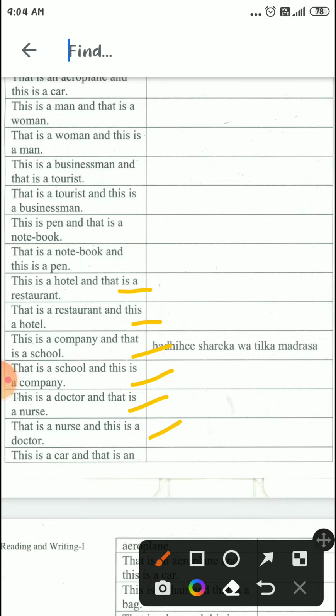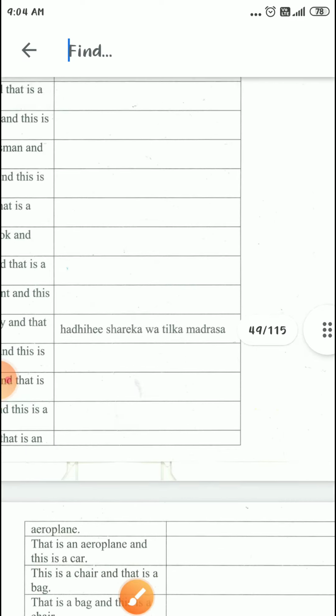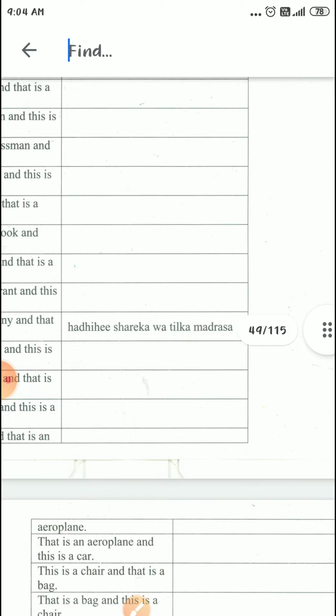This is a car. And this is an aeroplane. This is a car. هذه سيارة. وتلك طائرة. That is an aeroplane. And this is a car. تلك طائرة. وهذه سيارة.